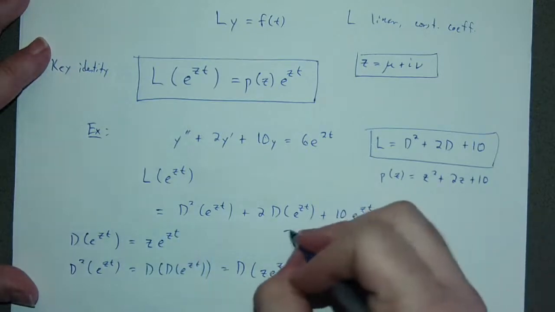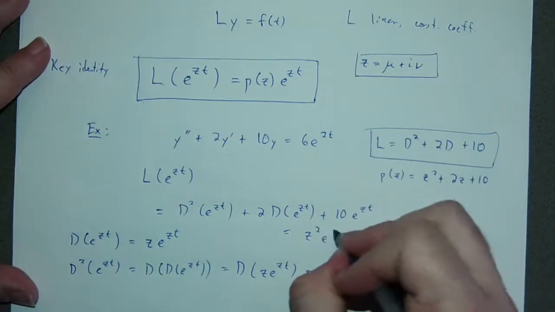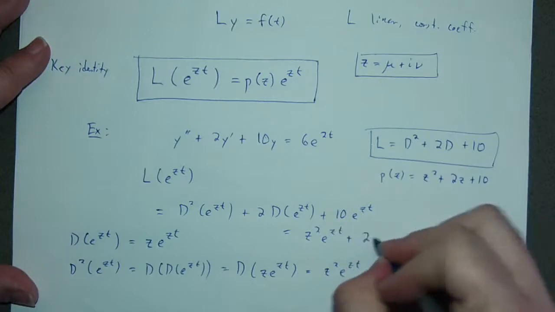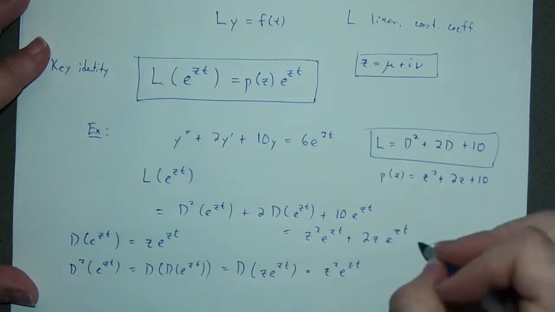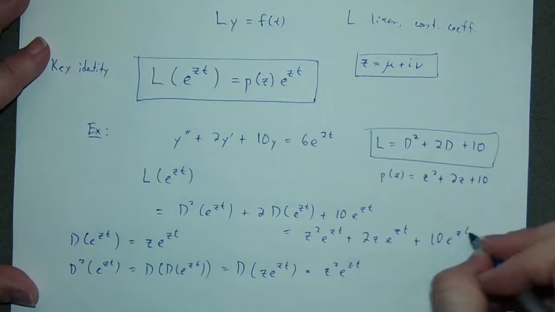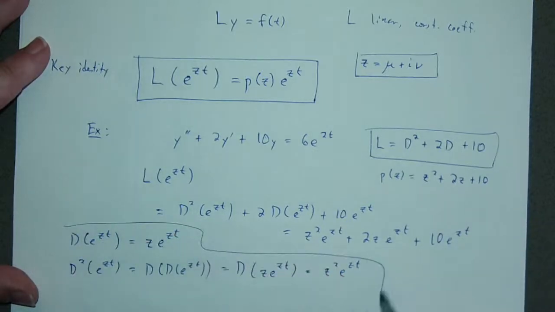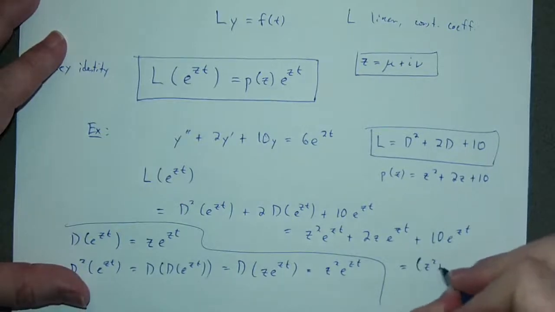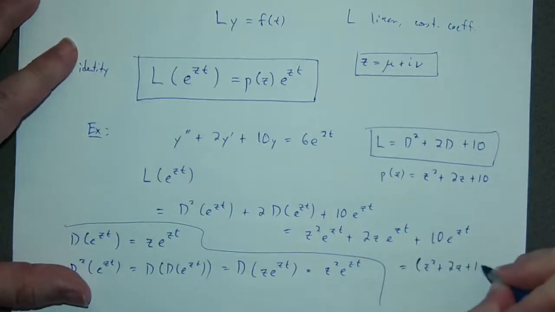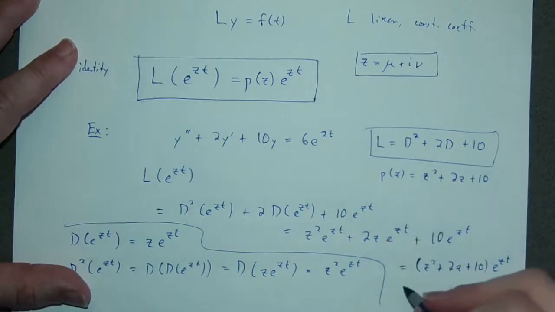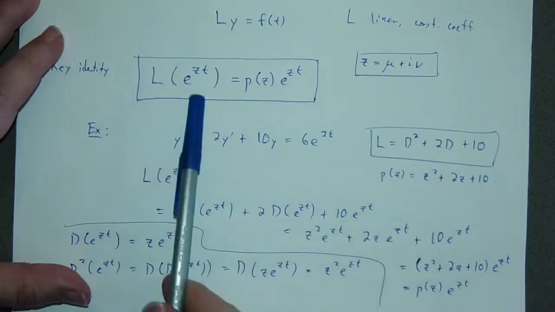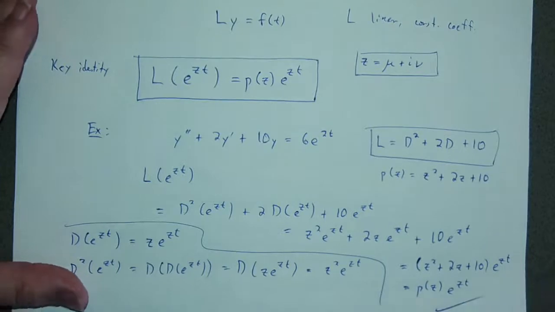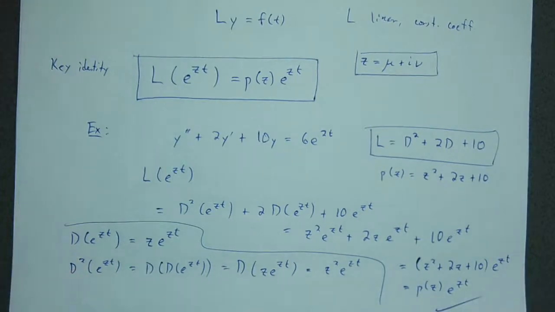So what does this become? This becomes z squared e to the zt plus 2z e to the zt plus 10 e to the zt. If I factor out an e to the zt, what am I left with? I'm left with z squared plus 2z plus 10 times e to the zt. Oh, but what is that? That's the characteristic polynomial, p of z e to the zt. Hey, what do you know? That works.